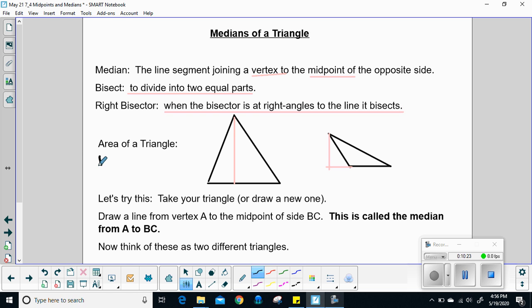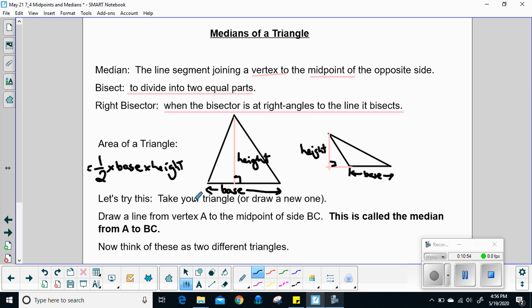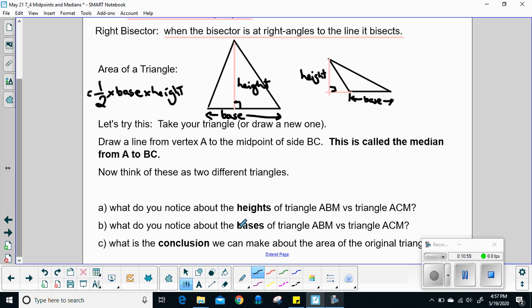One of the other things we wanted to look at is area of a triangle. Remember, the area of a triangle is equal to half times my base times my height, right? So the base is the bottom here, and here's my height. Remember, height has to be at right angles to the base. So if I have an obtuse triangle like this, I have to extend the line in order to get my height. Okay, this is my base here.